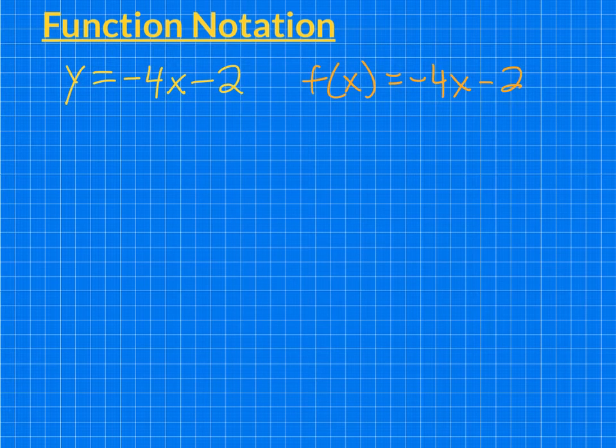Now, this doesn't mean anything different from the way we had it written previously. Notice the right side of the equation is exactly the same. We still have a y-intercept of negative 2 and a slope of negative 4. The only thing that's really different is how we write the output. Now, it doesn't matter which way it's written.